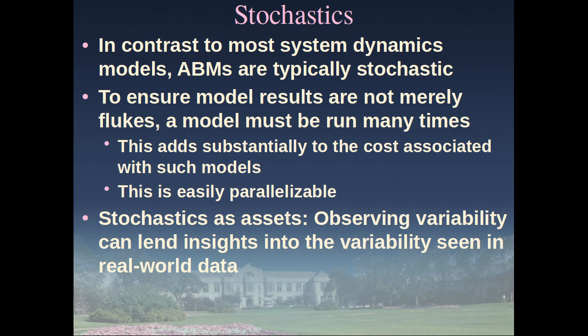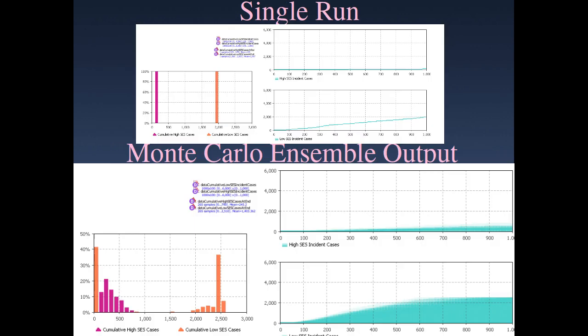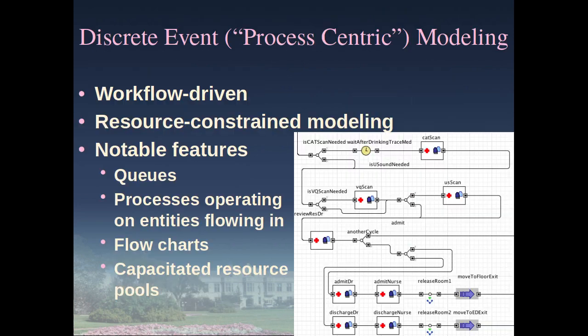To ensure model results are not merely flukes, we run the model many times. We run what's called a Monte Carlo ensemble, and run many realizations of it. And stochastics are an asset. They require us to run the model many times, but they can help us make sense of variability we see in the world.